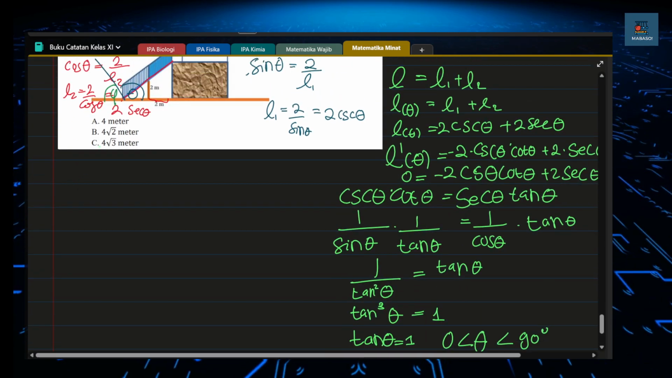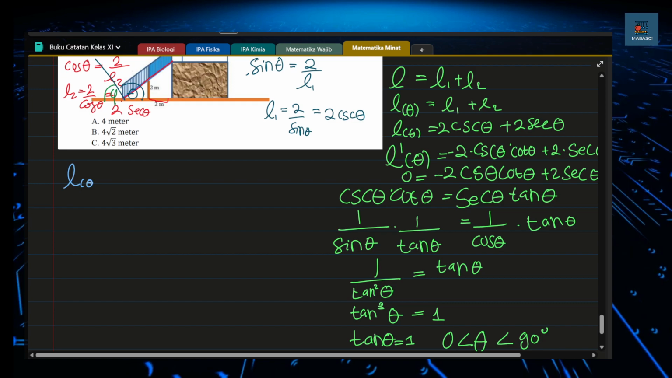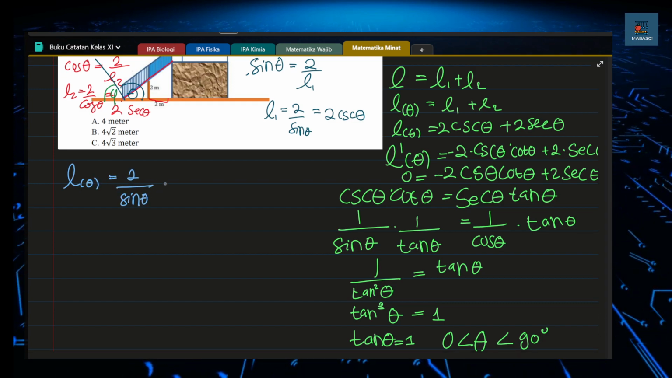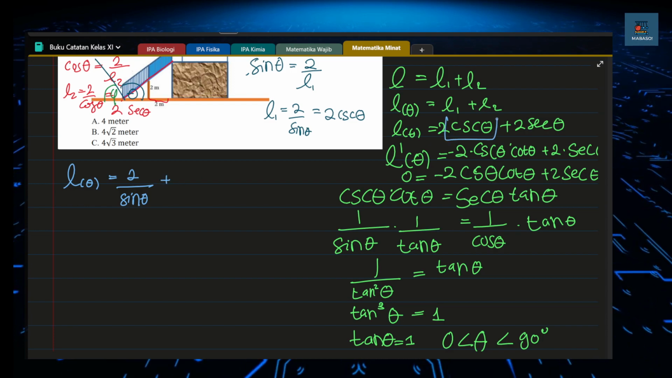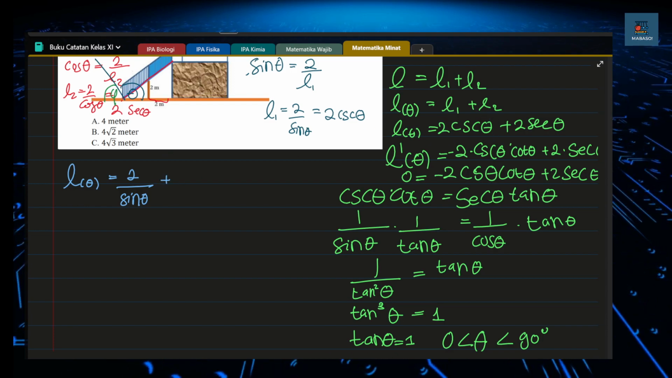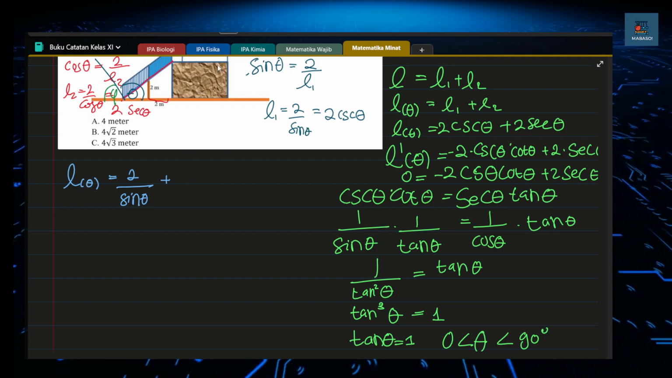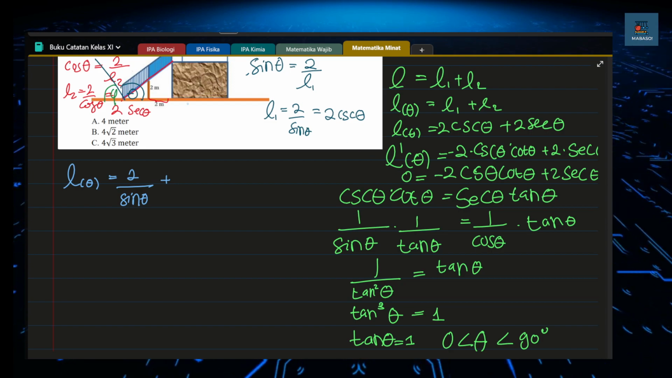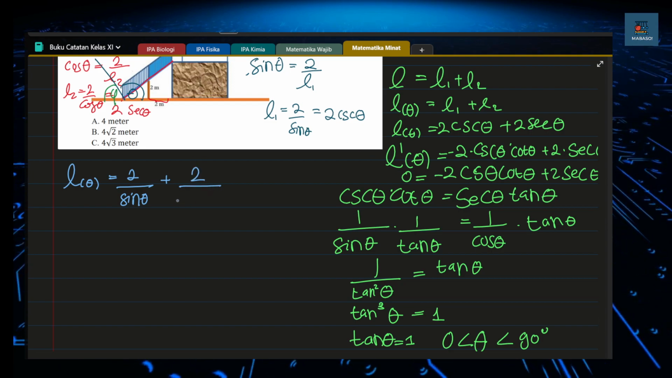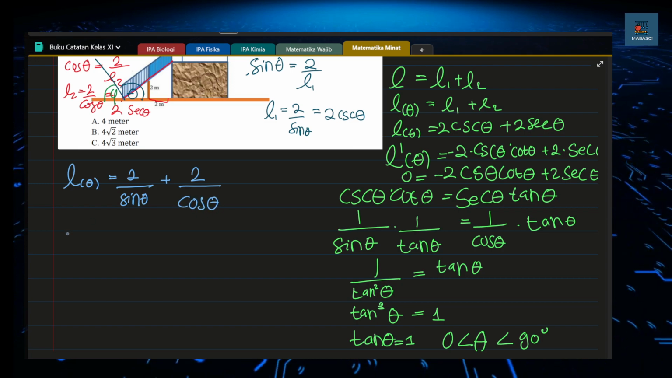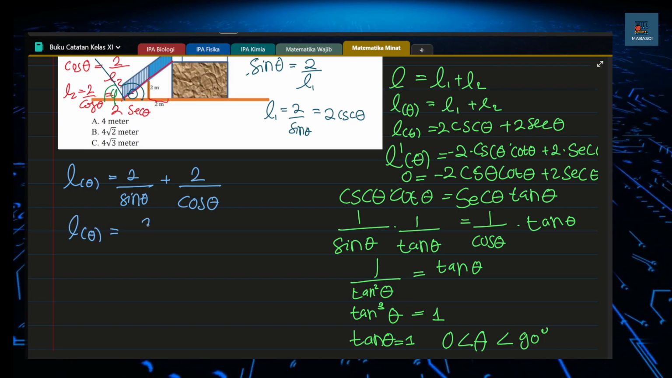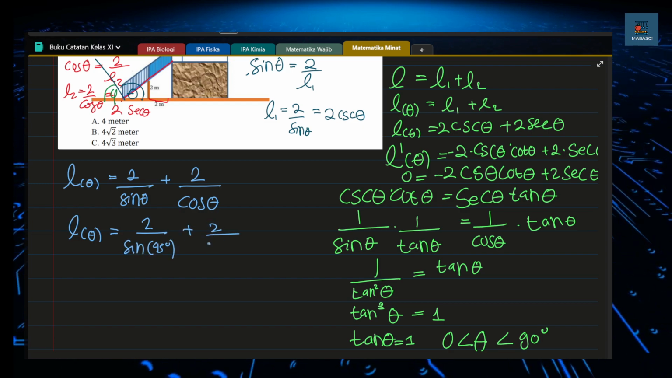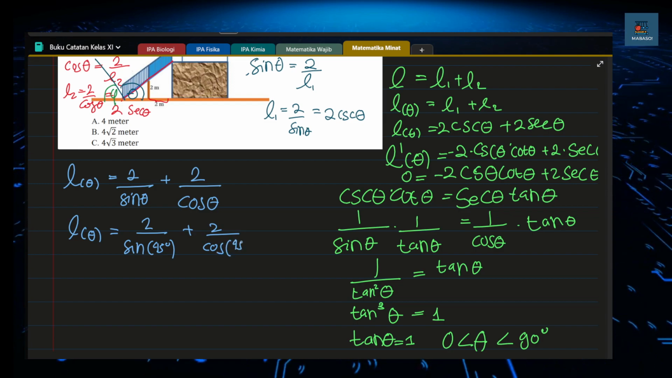Now we could insert it into the initial function. We know that the function L of theta is 2 over sine theta plus 2 over cosine theta. I expanded the cosecant to 1 over sine because it would be easier to find the values of sine and cosine rather than cosecant and secant. So L of theta, with theta being 45 degrees, would be 2 over sine of 45 degrees plus 2 over cosine of 45 degrees.